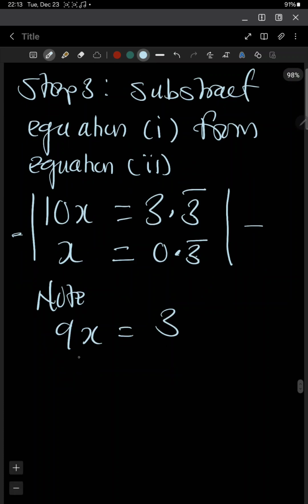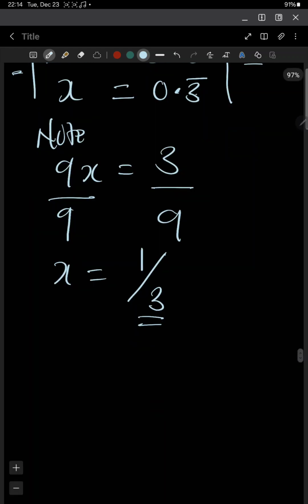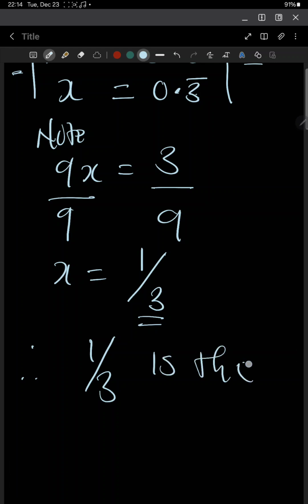After that, we make x the subject of the formula: divide by 9, also here by 9. Therefore, x is equal to 3 over 9, which is 1 over 3. So this is our final answer. If you observe, 1 over 3 is a rational number, not an irrational number.